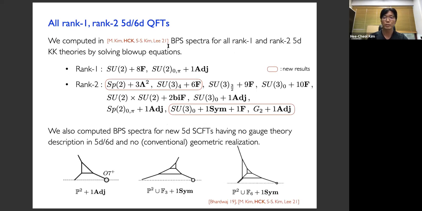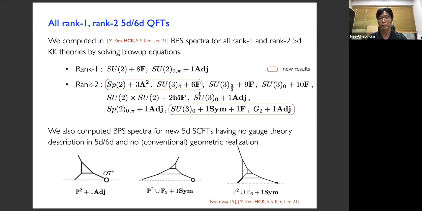So I think our blowup approach is kind of universal because, as I explained, the 2 inputs can be easily prepared for arbitrary 5d QFTs. So in our paper, to show such universality, we computed the BPS spectra for all rank 1 and rank 2 KK theories by solving the blowup equations. So these are the results for all rank 1 and rank 2 KK theories.